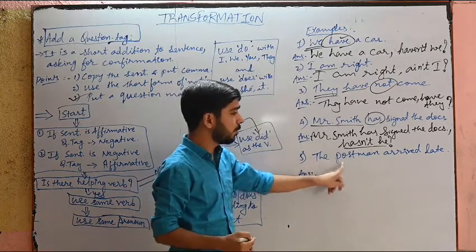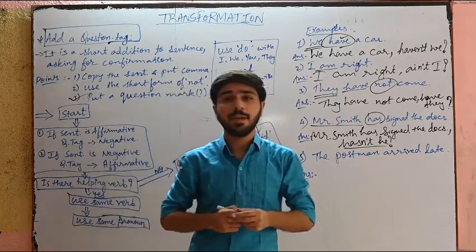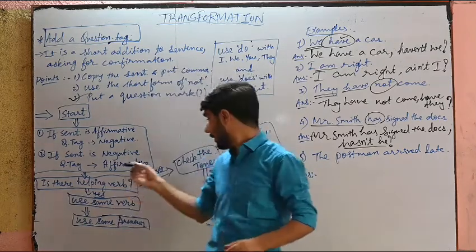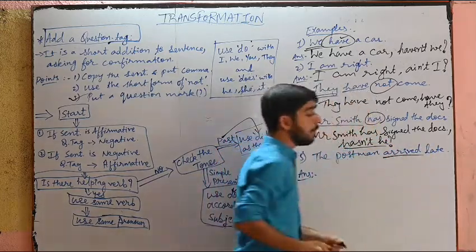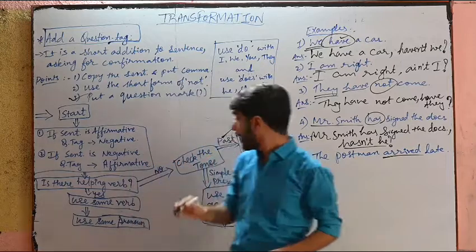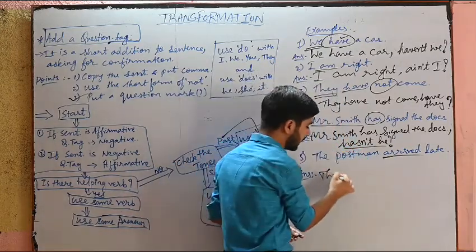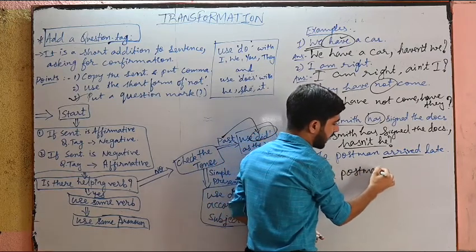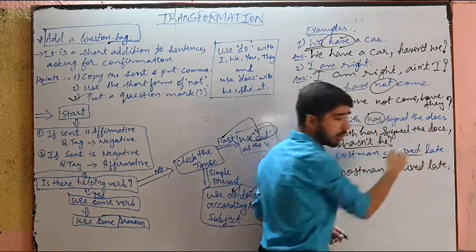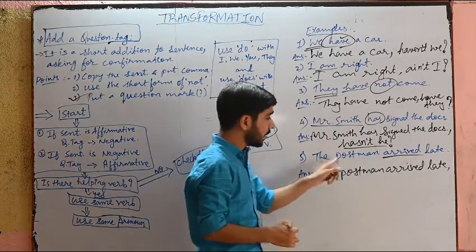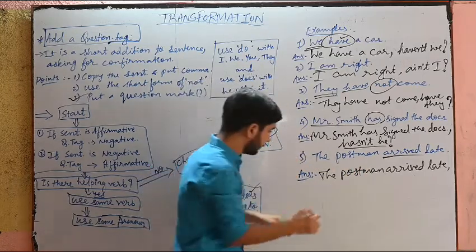Next, the postman arrived late. Now, here I don't find any helping verb, any auxiliary. So now, see over here, check the tense. What is the tense? Arrived. So past tense. When it is past tense, we have to use did. So copy the sentence. The postman arrived late. Put a comma. Use did, but negative word is not there. Not. So did plus not, didn't.